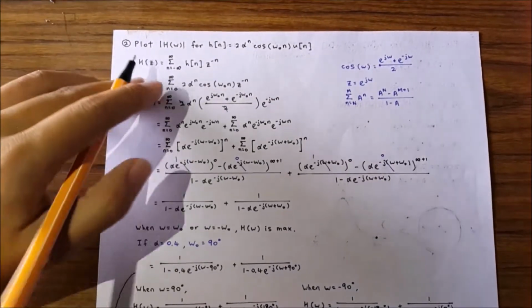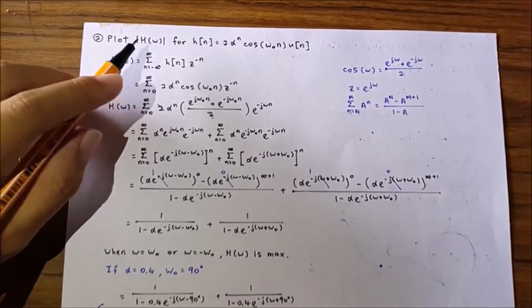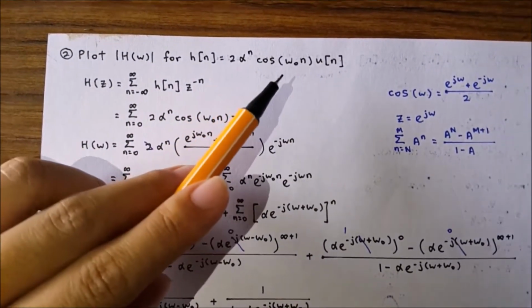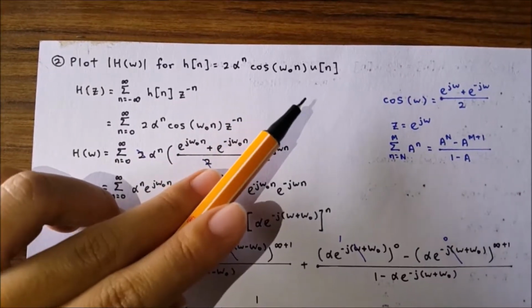So for the second question, we need to plot the magnitude of H omega for h[n] equals 2 alpha to the power n cos omega naught n u[n].